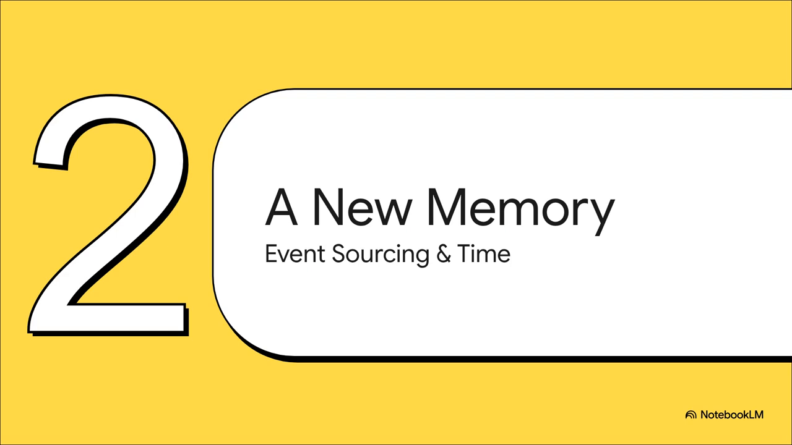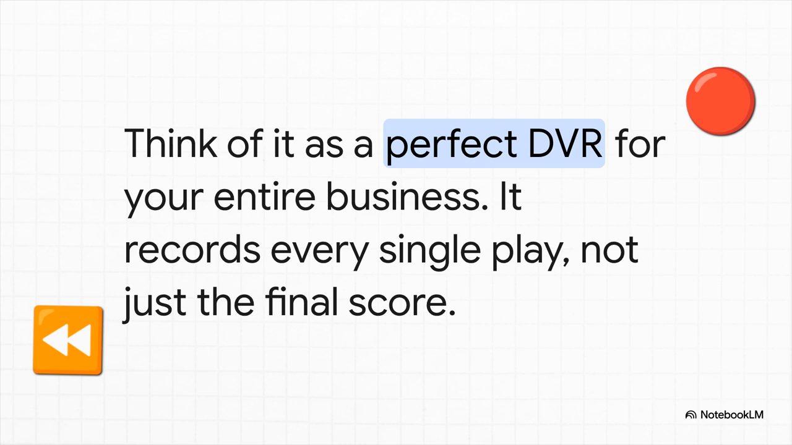Okay, so if we want to build that movie instead of just collecting snapshots, how do we do it? Well, that brings us to a whole new kind of system memory. We're talking about two big ideas here, event sourcing and temporal modeling. Now, I know those might sound a little technical, but stick with me, because the core concept is actually super intuitive. Probably the easiest way to get your head around this is to think of it as a perfect DVR for your entire system. You know, a digital video recorder.